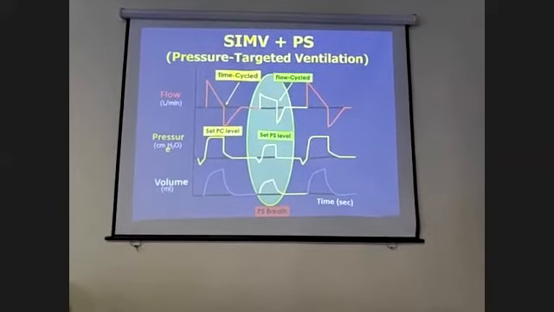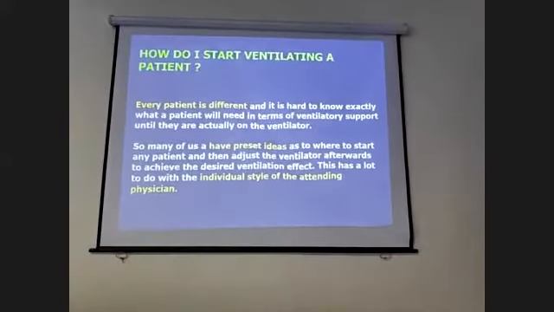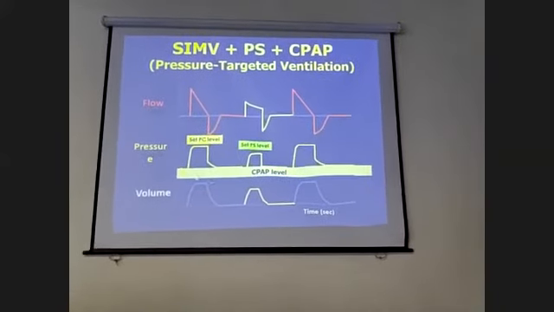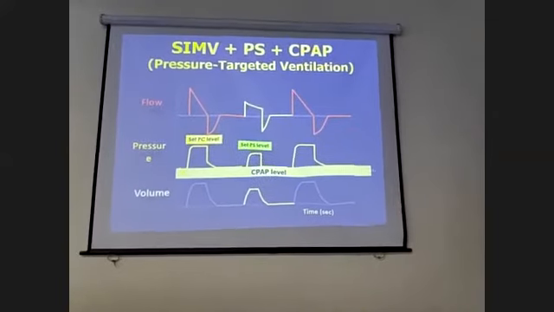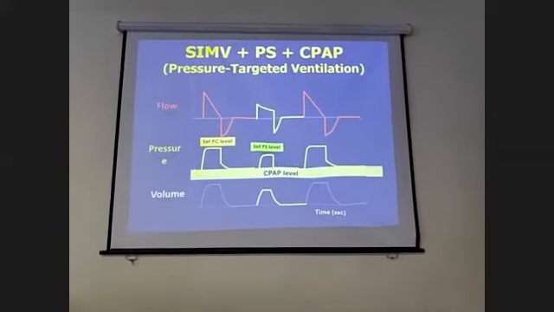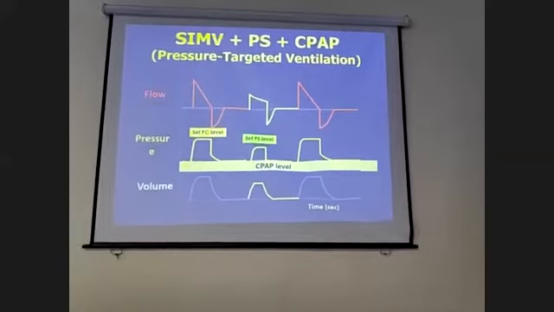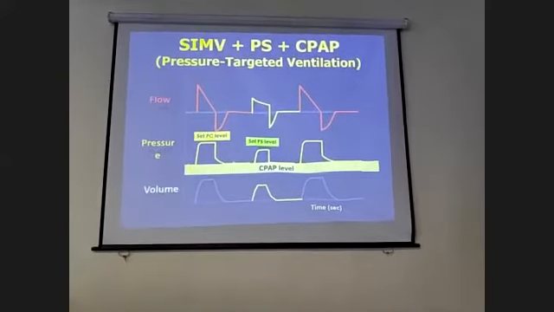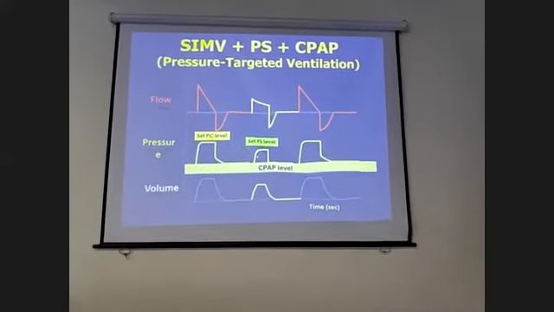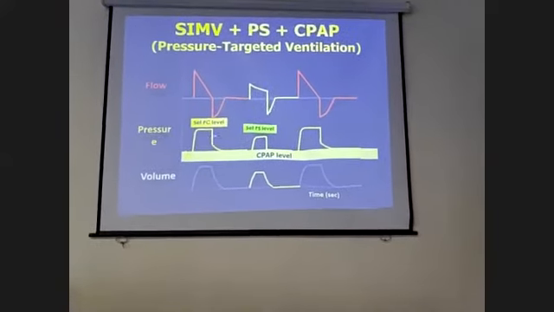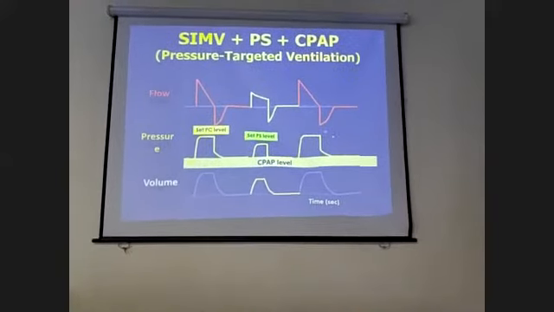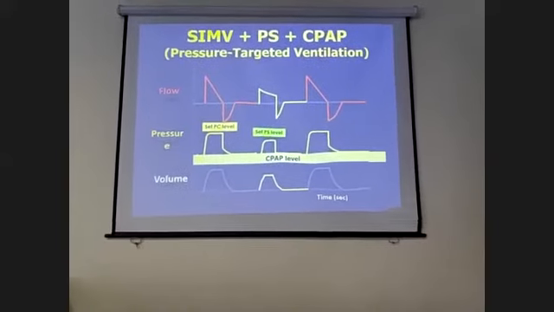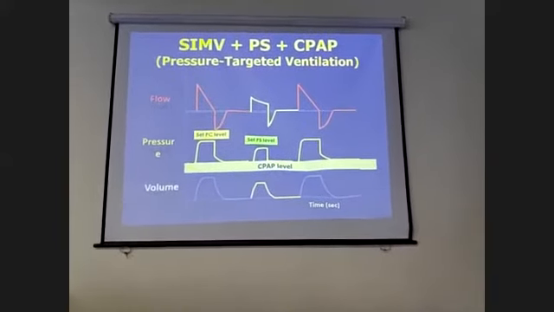And when you go to SIMV plus pressure support plus CPAP, again the same thing happens. Here, this is the CPAP level, and that tells about the functional residual capacity. As I said, the amount of CPAP always tells about the FRC. So this is the set pressure control level. It is being assisted. One is a pressure SIMV breath, another is a pressure support breath, then again SIMV. So whenever the patient triggers, it is supported by the pressure support, sometimes by SIMV. Okay.